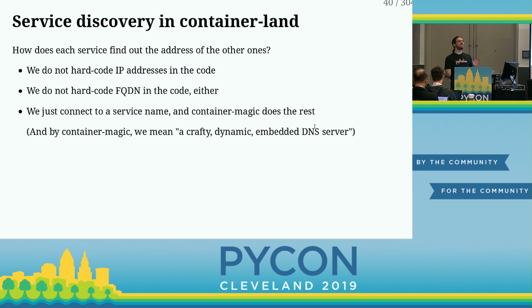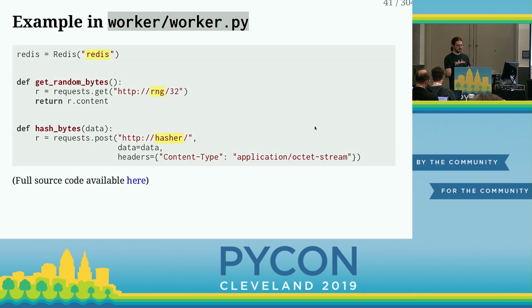We don't need to hard code IP addresses or service names in the code. We just put the name of the service itself. So when I want to connect to Redis, I put the name Redis. When I want to make a web request to RNG, I do a request to http://RNG, and so on and so on. So it's kind of one step beyond 12 factors, because I don't even need to change environment variables when I deploy my application from one environment to another.